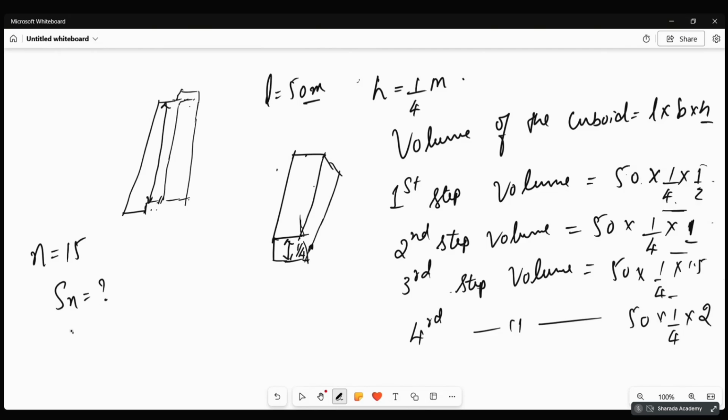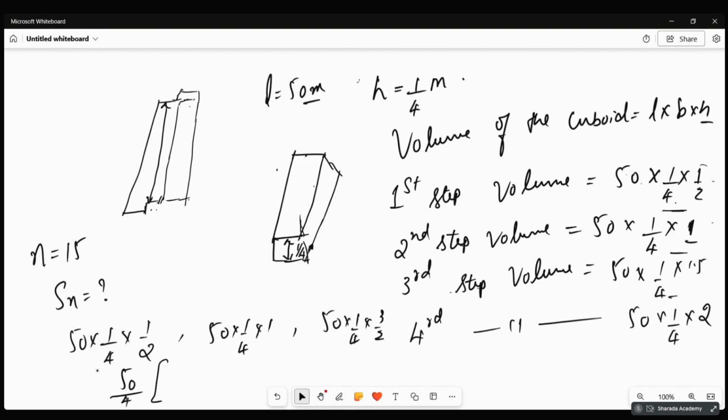So the first one, it is 50 into 1 by 4 into 1 by 2. Second one, 50 into 1 by 4 into 1. Third one, it is like this, into 3 by 2. So 50 into 1 by 4, you can take it separately. Half, 1, 3 by 2, it goes on like this. So d will be equal to half. A will be how much now? That is 25 by 4, I think. Now calculate the S.